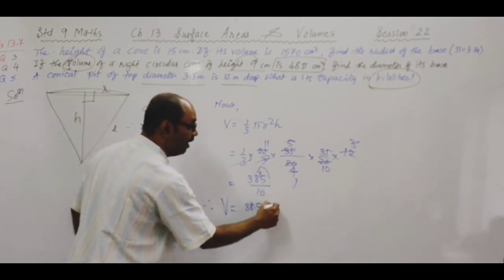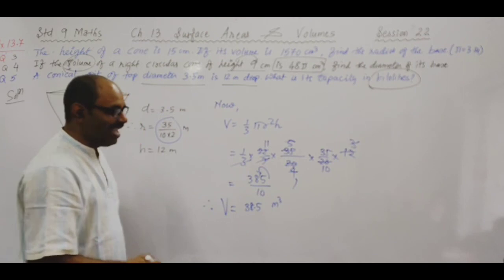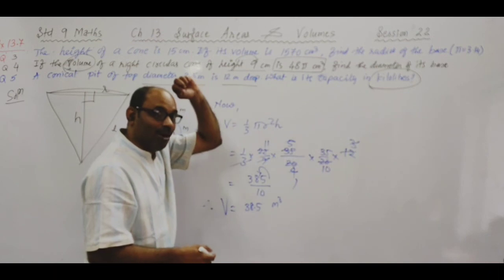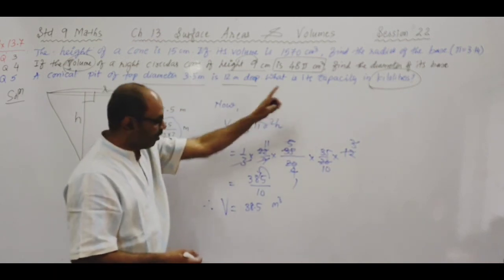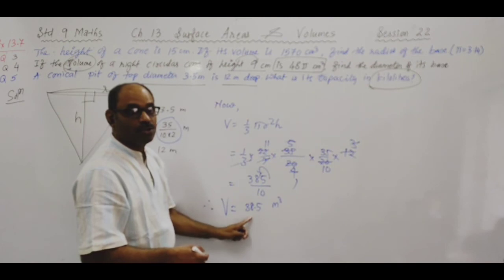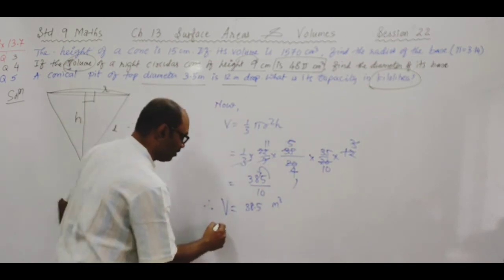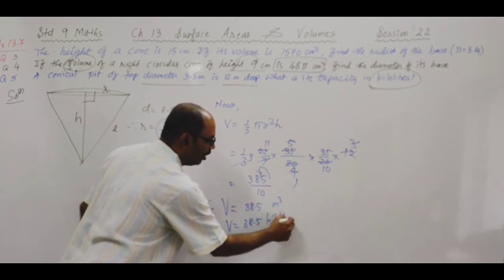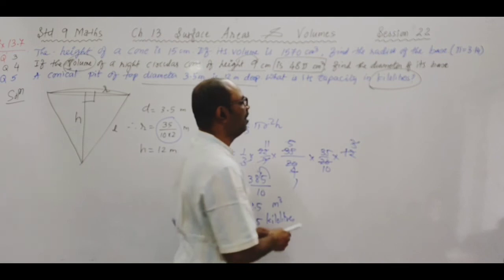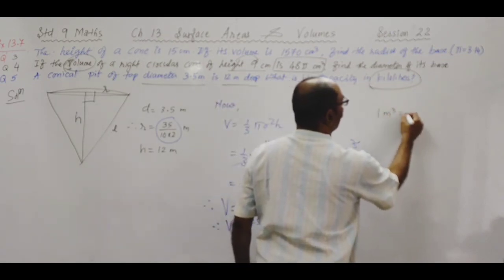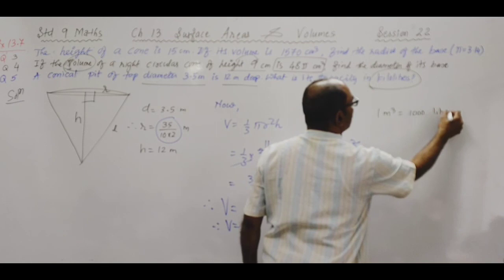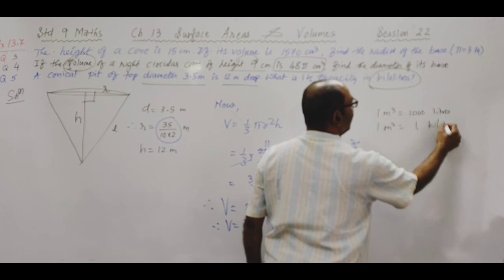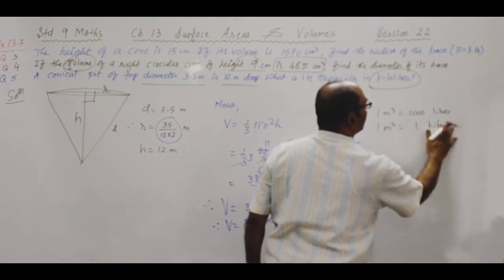So this is meter cube. And luckily 1 meter cube is 1 kiloliter. If it were liters, 1 meter cube is 1000 liters. Therefore volume is 38.5 kiloliters. I'm writing those relationships here. 1 meter cube is 1000 liters, but 1 meter cube is only 1 kiloliter. You can understand that.